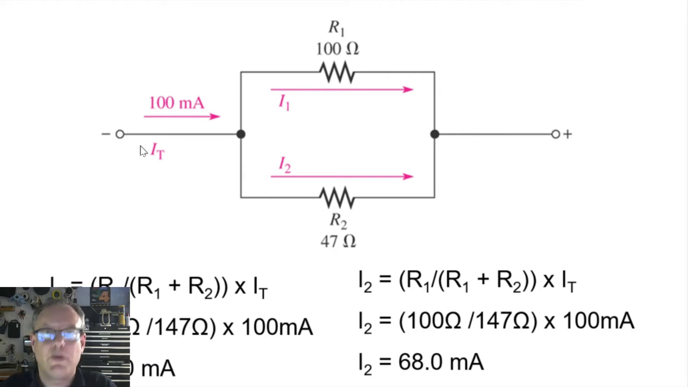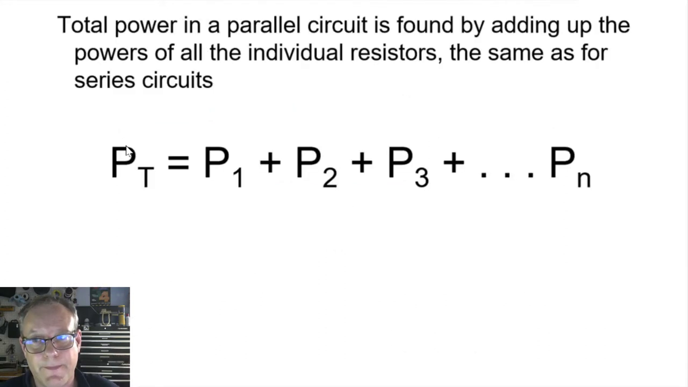Okay, let's get into power. All right, power. Here we go. Welcome to power. It's a really complicated formula, because the total power in a series and a parallel circuit is just the power in one resistor plus the power in the other resistor plus the power in the other resistor. It's that simple.